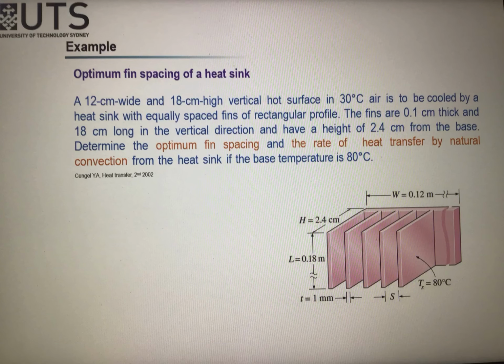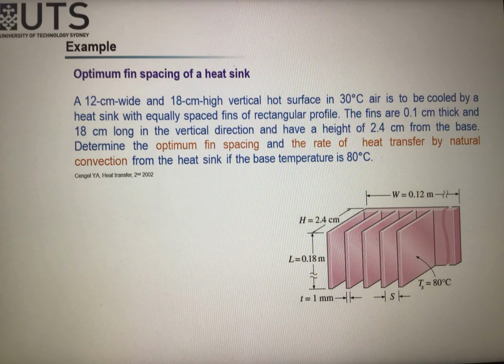So this is the first problem. Let's read it at first. You can see the picture at the bottom here. We actually need to calculate the optimum fin spacing. We discussed during our lecture the importance of the spacing and the optimum fin spacing. Definitely we're not going to discuss it right now because it will just increase the length of the video.